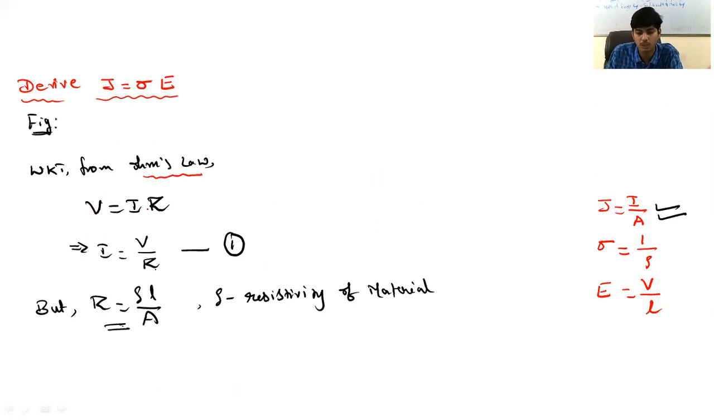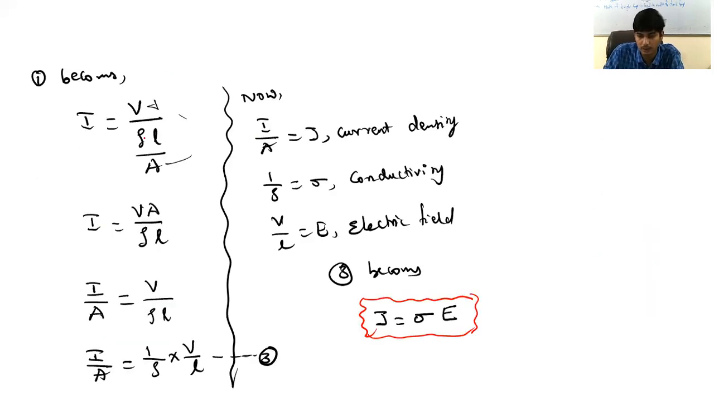From Ohm's law, V is equal to I into R, so I is equal to V by R. We know the resistance of a conductor depends upon its length and area of cross section, so we can write R as rho L by A. Substitute this R in equation 1: I is equal to V divided by rho L by A. The denominator of the denominator goes to the numerator, so I becomes VA by rho L. I take this A to the denominator of the LHS, and it becomes I by A is equal to V by rho L.